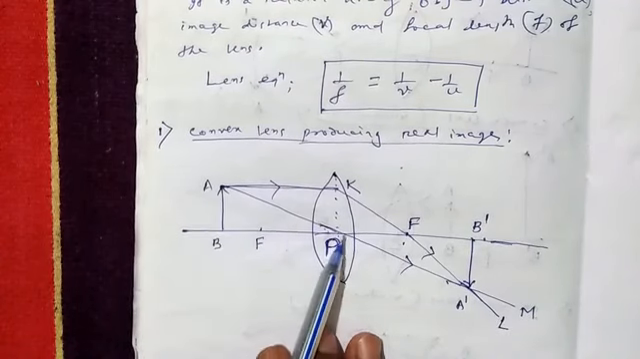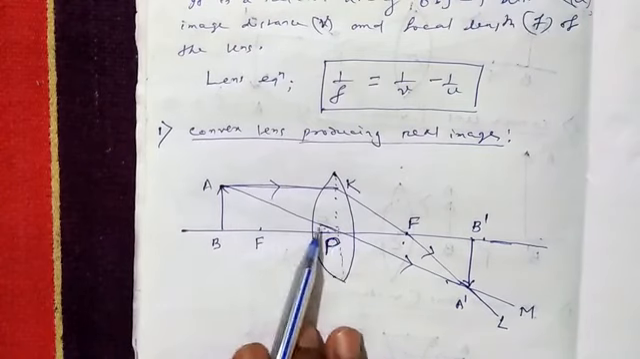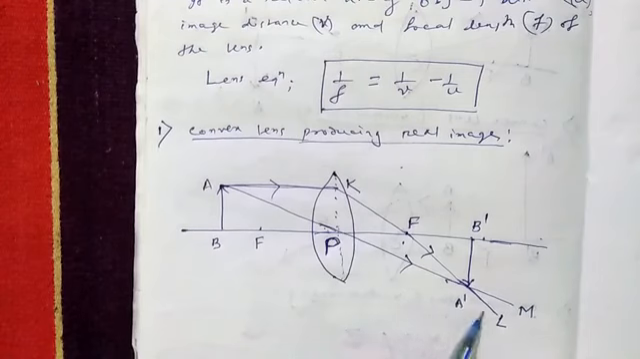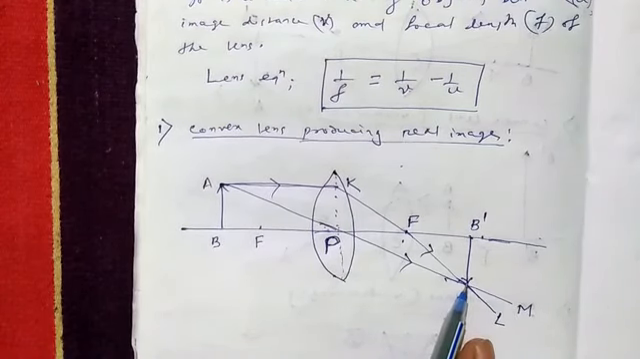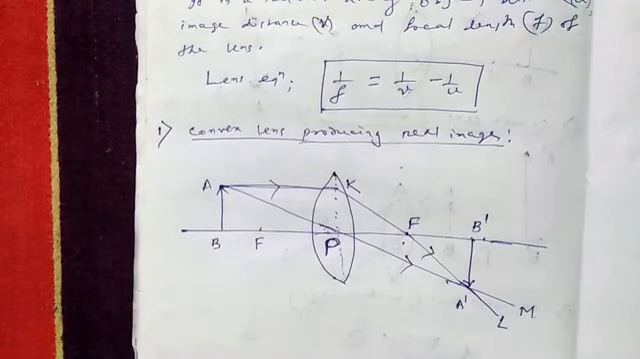Another ray AP passes through the optical center P and goes along PM. Both the refracted rays KL and PM actually meet at the point A dash, producing the real image A dash B dash.